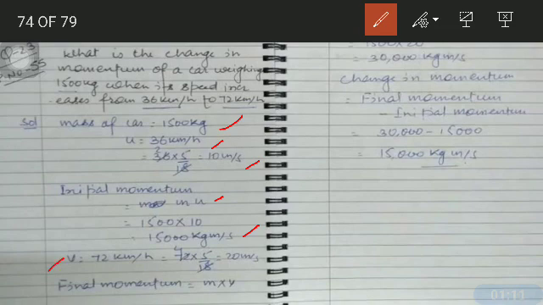Final velocity of the car is 72 kilometers per hour. Converting into meter per second, it is 20 meter per second. And the final momentum will be based on final velocity, which is 30,000 kilogram meter per second. Now we can easily calculate the change in momentum. Change is calculated always based on the final value minus initial value. So the change in momentum is 15,000 kilogram meter per second.